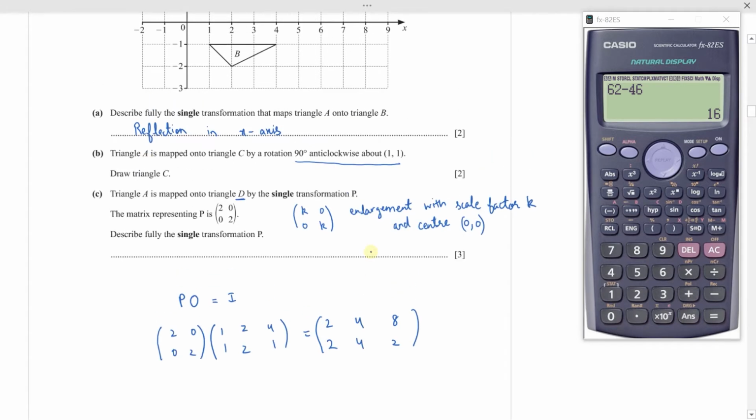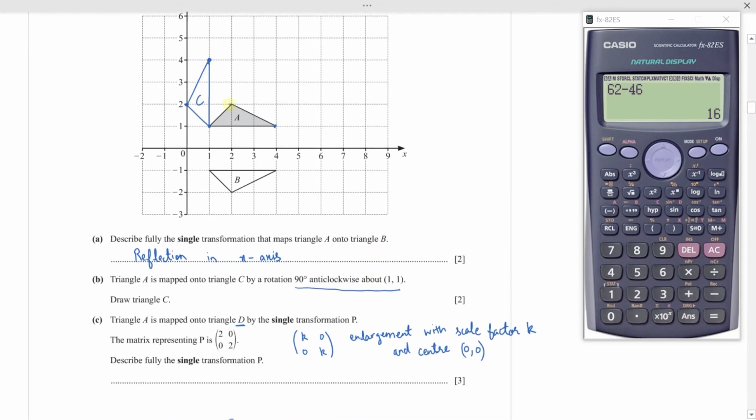So let's mark these vertices: (2, 2), (4, 4), and (8, 2). Let me use a different color. So (2, 2), (4, 4), and the last one was (8, 2). Let me draw this triangle D as well. Now from this, when we applied the transformation and drew triangle D, we can clearly see that this is an enlargement which maps A onto D because the size has changed.